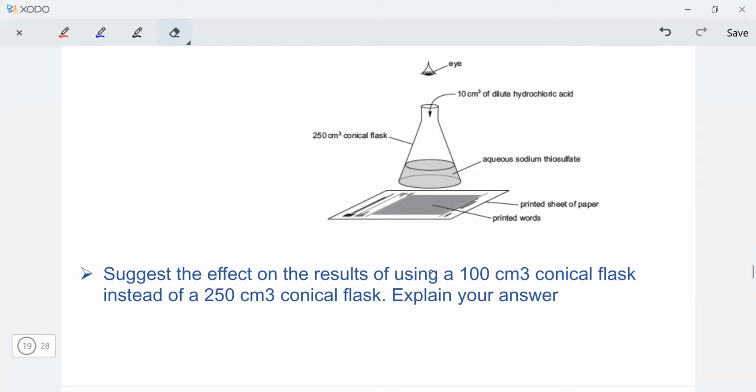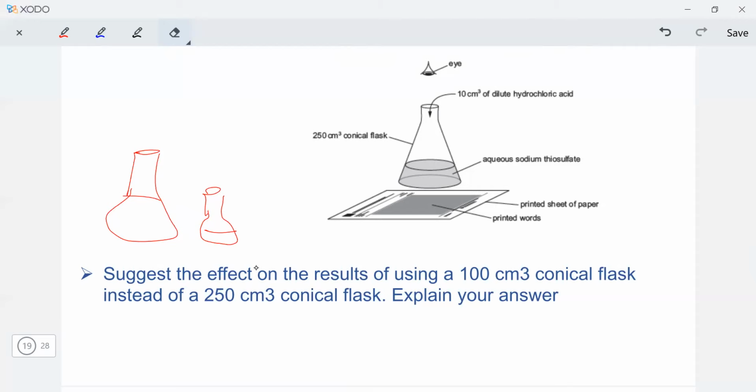Now the effect of the result. Instead of using the same experiment, I'm going to repeat it. Instead of using a large 250 centimeter cubed flask, I'm going to use a smaller flask in a precipitation experiment. What would happen is that you would notice that the cross disappears faster. Why is that? Because I have a smaller volume, so the depth will increase.